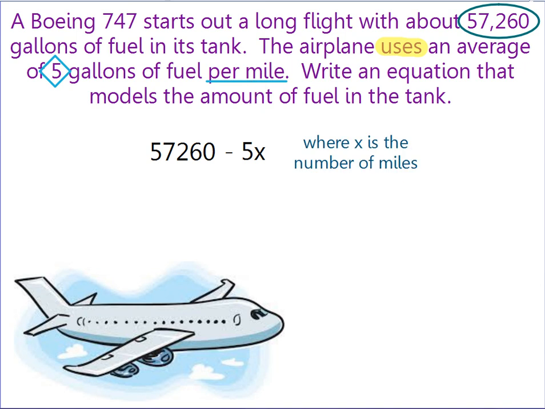So we have 57,260 minus 5x, where x is the number of miles. If we want to write this in slope-intercept form, we would write it as y equals negative 5x plus 57,260, where x is the number of miles flown and y is the number of gallons left.